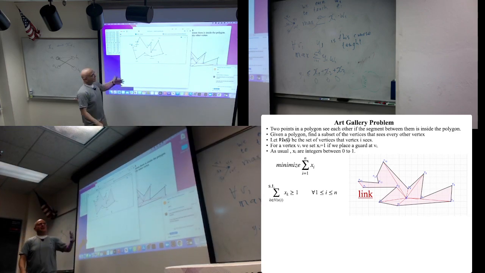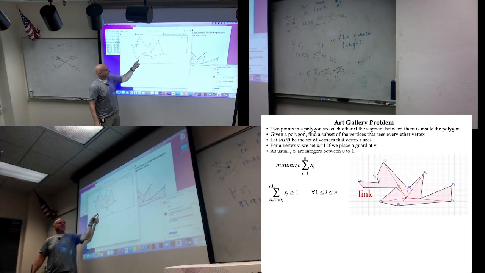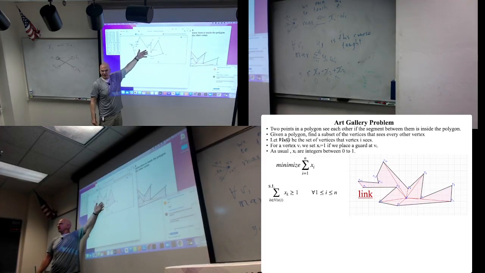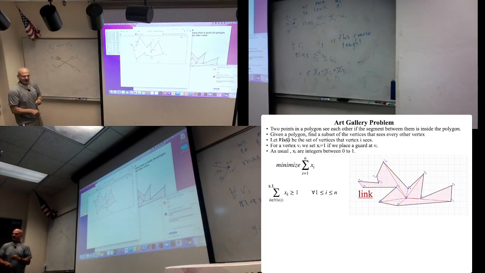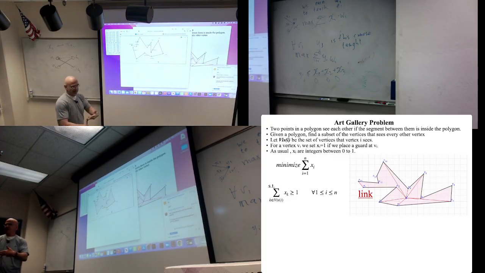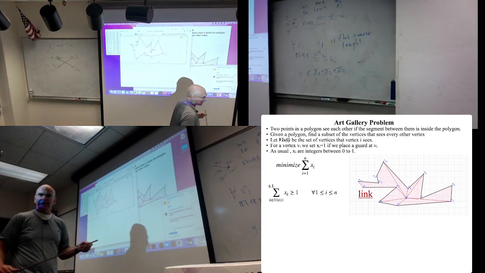Why is it called art gallery? Because there are paintings at these points, and you want to place guards that will watch the paintings and see that they are not stolen. But it's really a fundamental problem in sensor locations and antenna locations.